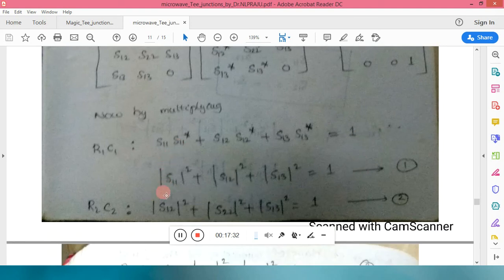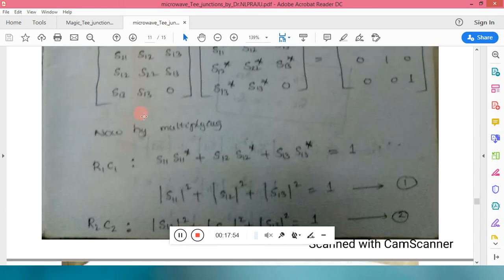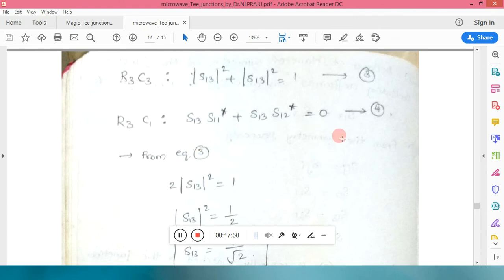So we can write the magnitude of S11 squared, plus these two magnitudes are the same, therefore we can write like this. Note this down as equation number 1. Now, according to this, R2 C2 and R3 C3: for R2 C2 we get it like this, and for R3 C3 we only have S13 star, therefore we get this equal to 0.